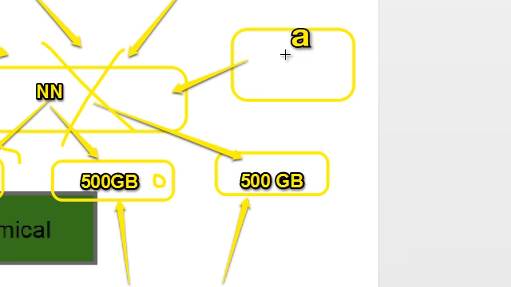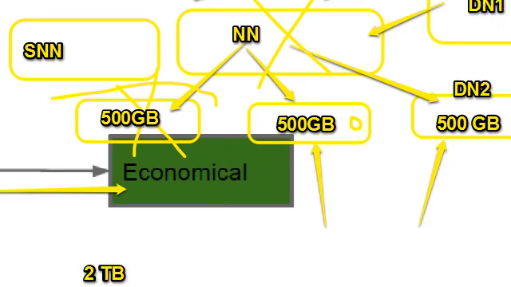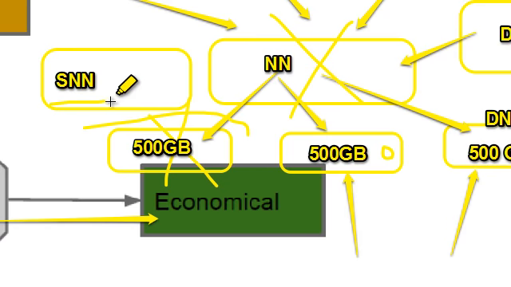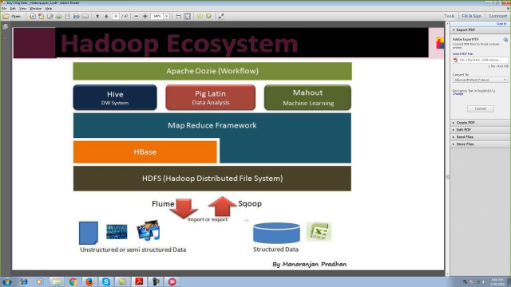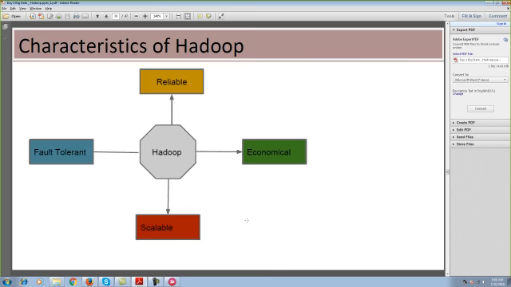This is the name node, this is data node 1, this is data node 2, and so on. So we introduced a couple of terminologies like secondary name node and data node, and also explained the characteristics of Hadoop. Are you guys with me? Okay, fine.